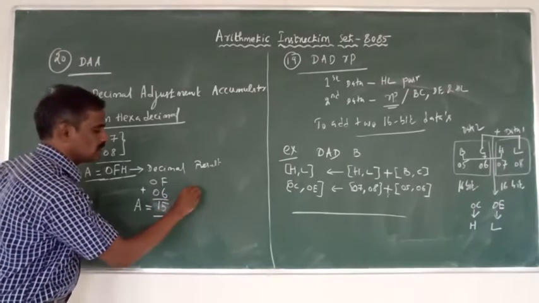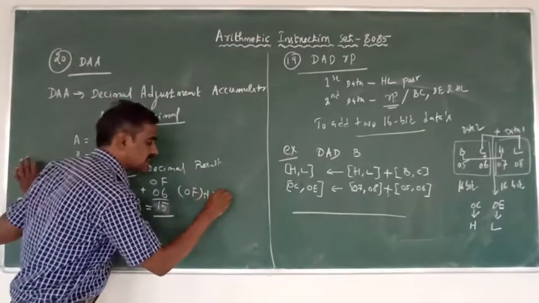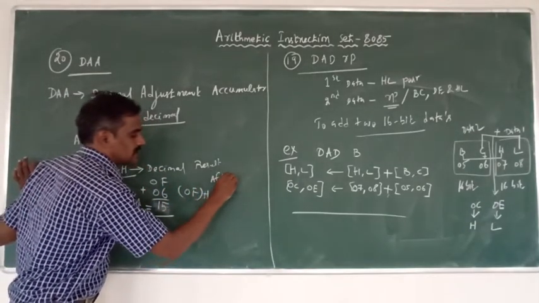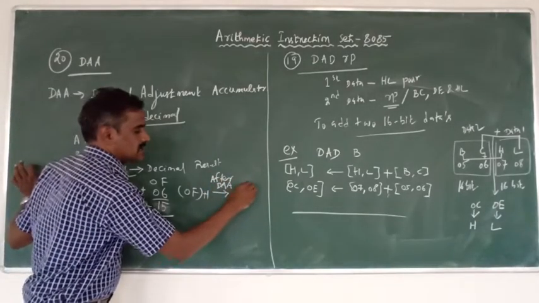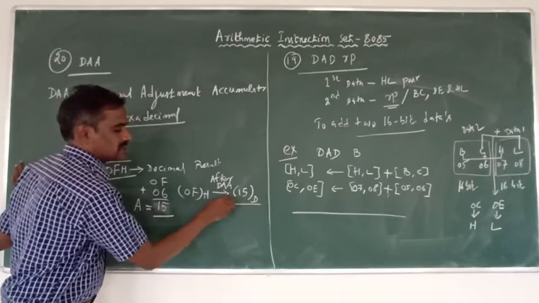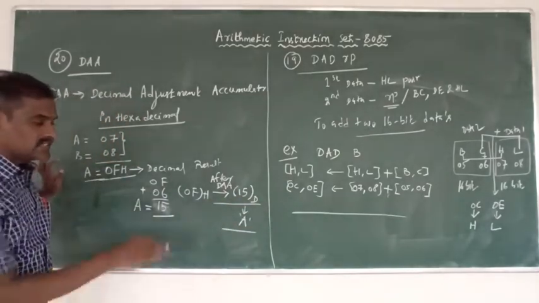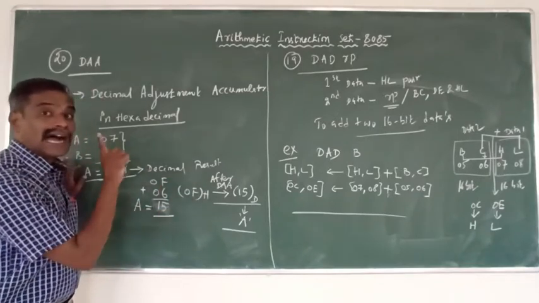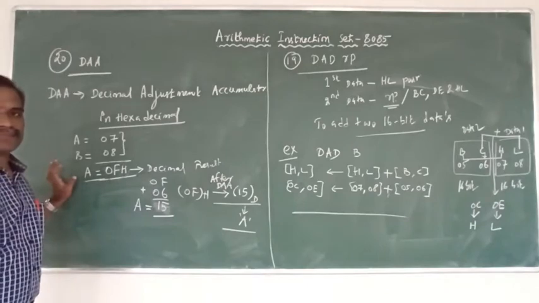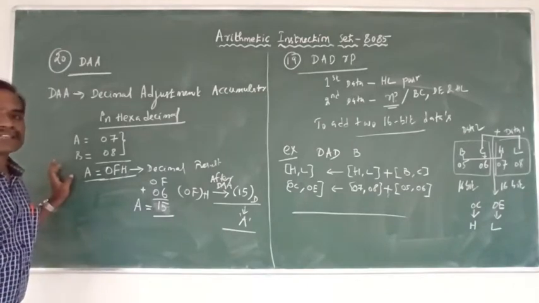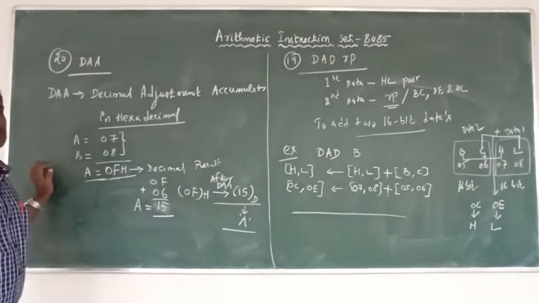That is 0F result in hexadecimal before DAA. After DAA, now the result is in decimal format. This result will be stored only in the accumulator. It will change only the accumulator content, not some other register content. For that we can use the DAA instruction.